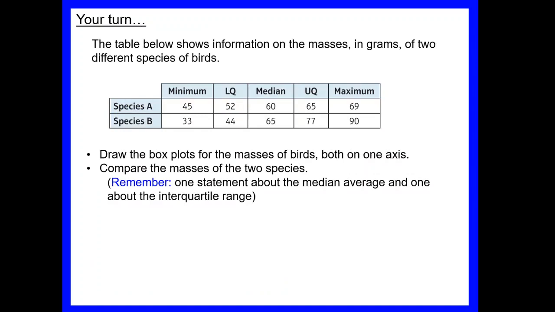All right then, so your turn. So you've been given a table with 2 species of birds and you've been given information of their mass in grams for those different birds. So again, you're asked to draw box plots for the masses of birds, both on the same axis, and then to compare them. So remember, with comparing, one statement about the median average and one about the interquartile range. Pause the video now, have a go at that in your maths book.